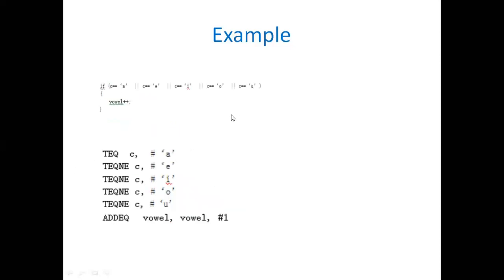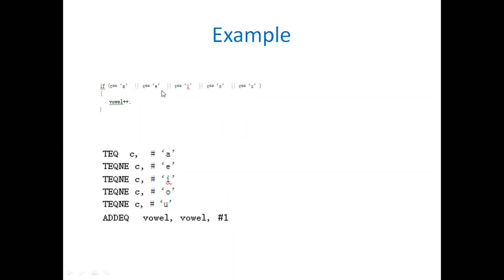Here is one more example of the conditional flags. If c is equal to 'a', or c is equal to 'e', or 'i', or 'o', or 'u', meaning the character is a vowel, I am updating the vowel count: vowel plus plus.